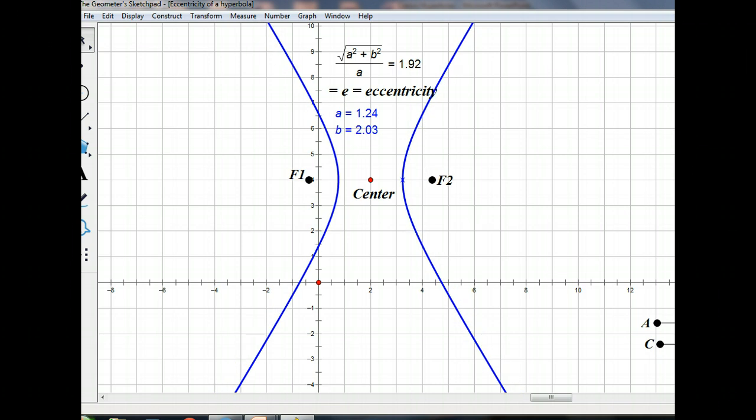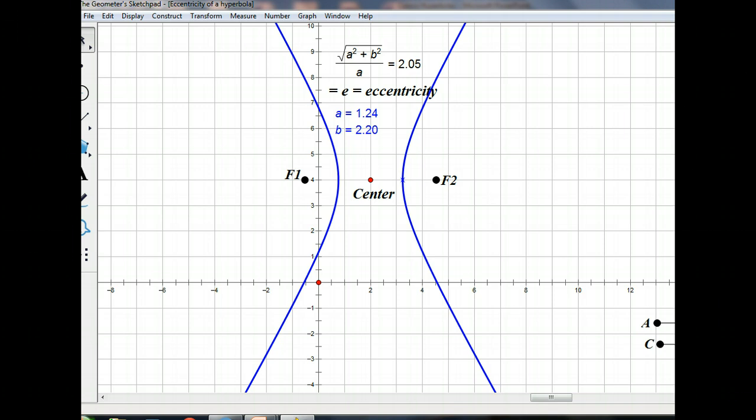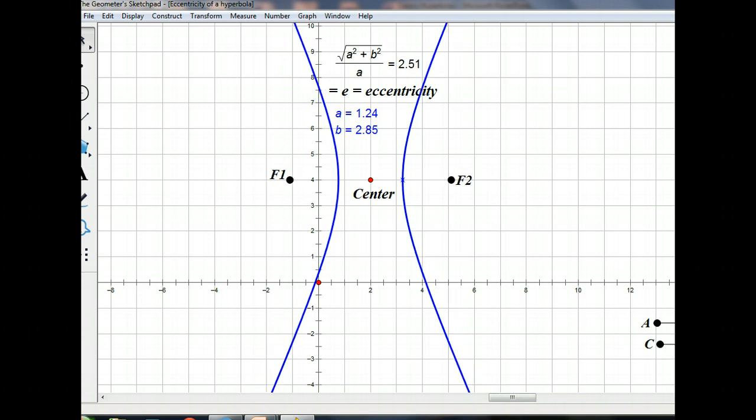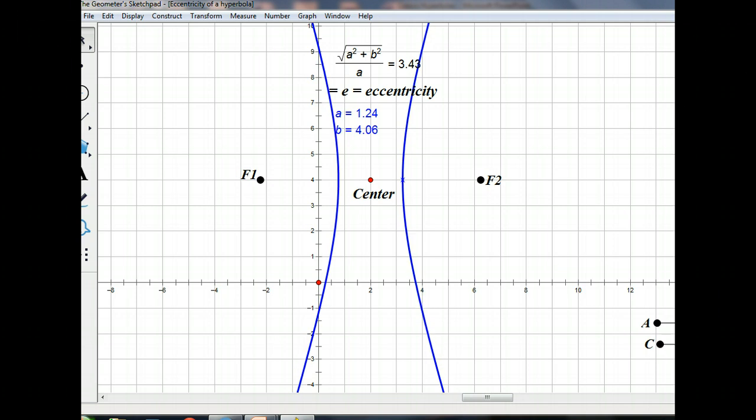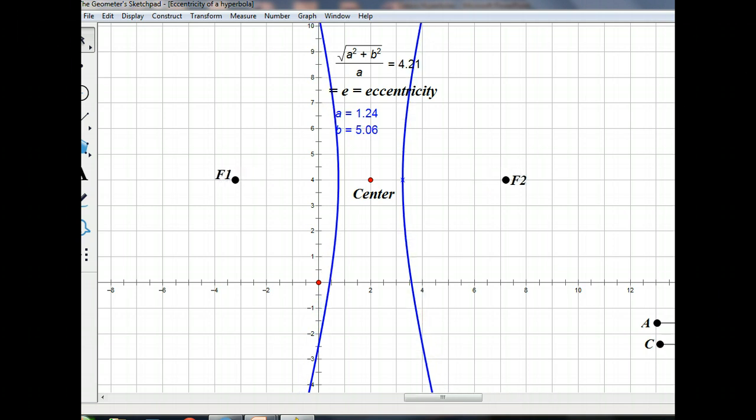And as I'm changing b, notice that my eccentricity is getting larger. And look what happens to my graph. It's kind of straightening out, right? It's not as curvy as it was before. So as your eccentricity gets larger, the focal points move further away from the center point and from the vertices. And at the same time, the graph is getting straighter.